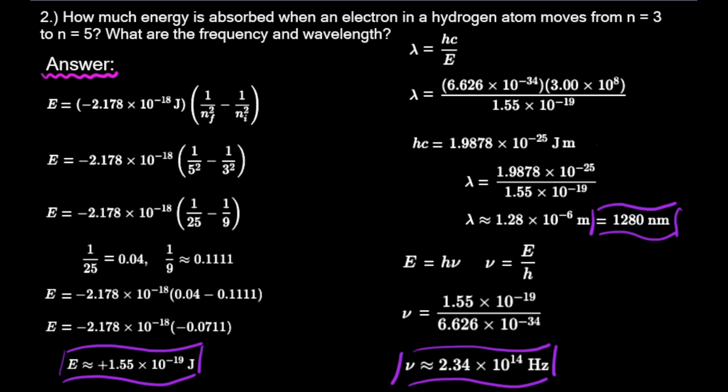So to summarize, the electron absorbs energy, which leads to a positive value for energy. The energy absorbed is about positive 1.55 times 10 to the minus 19 joules. The wavelength is about 1.28 times 10 to the minus 6 meters, or 1280 nanometers, and a frequency that's about 2.34 times 10 to the 14 hertz. Let's move on to question number 3.